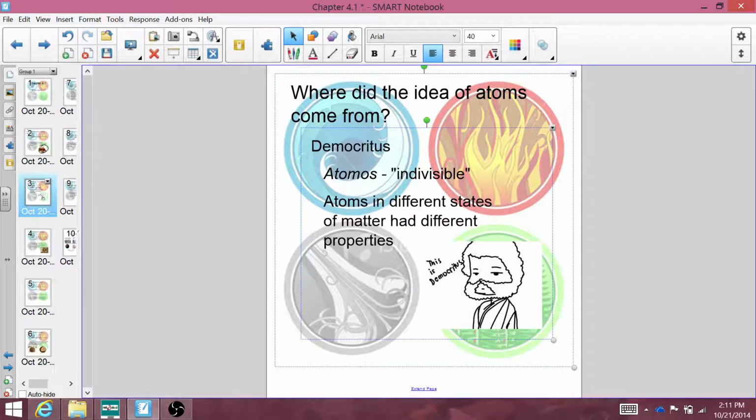And he thought that atoms in different states of matter had different properties. For example, he thought that atoms in liquids were really round and smooth, which gave liquids their flowing quality. But he thought that solids were rough and prickly, making them very rigid and hard. So this was really the beginning of the idea of atoms and building blocks of matter, which is incredible because this is so long ago.